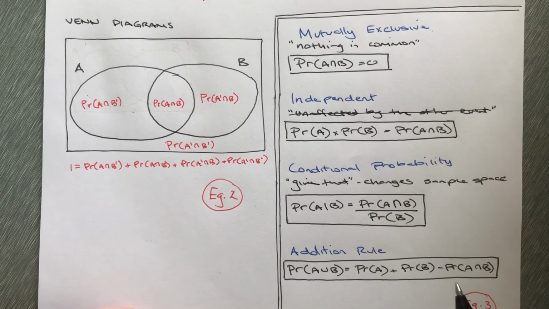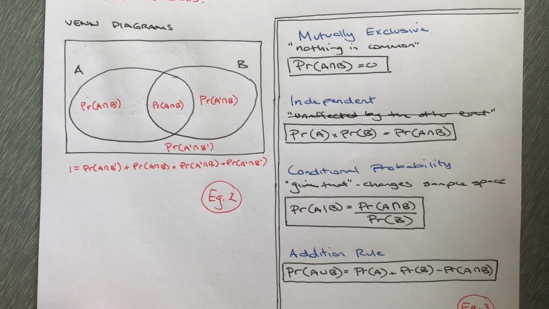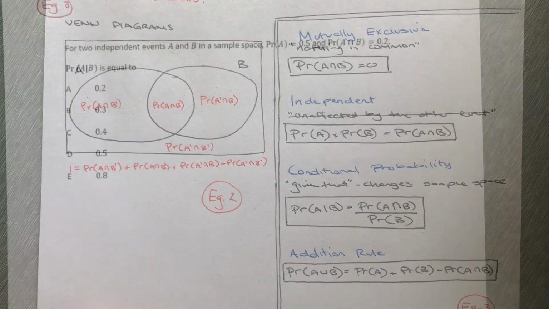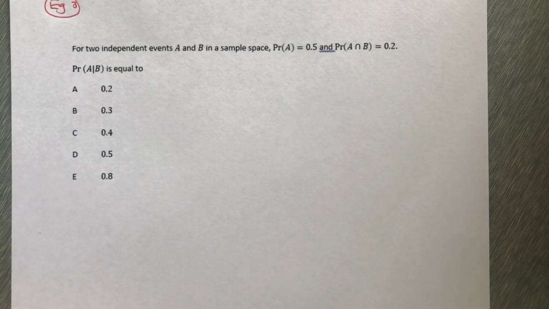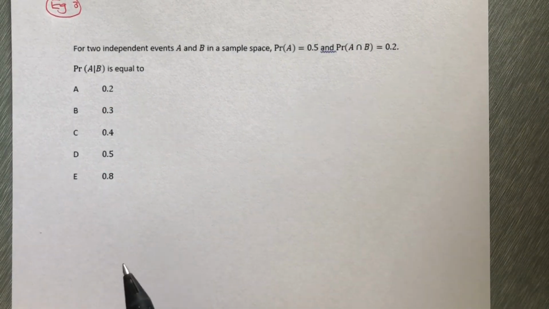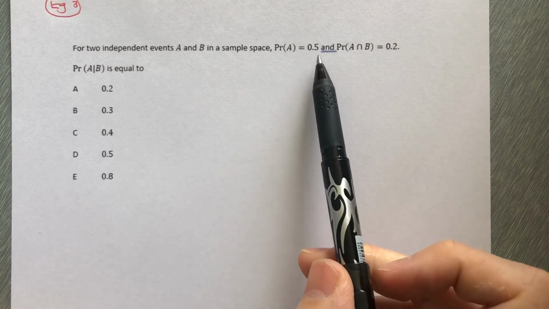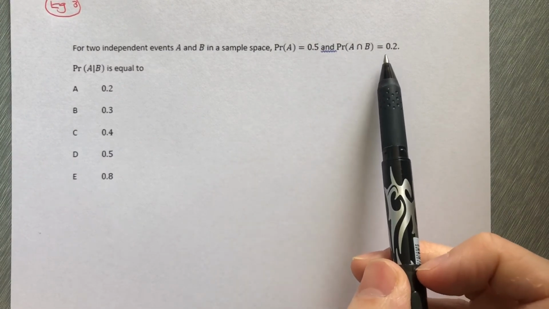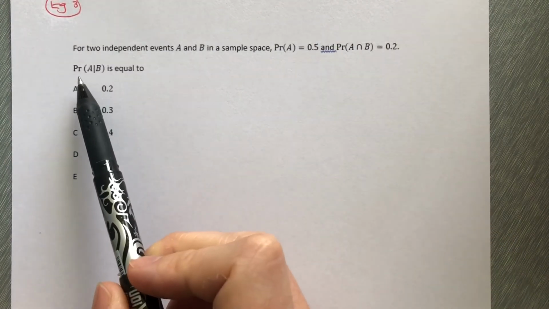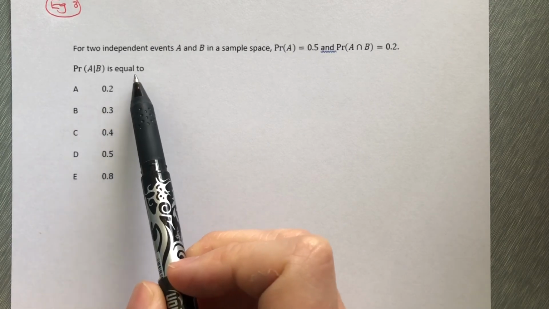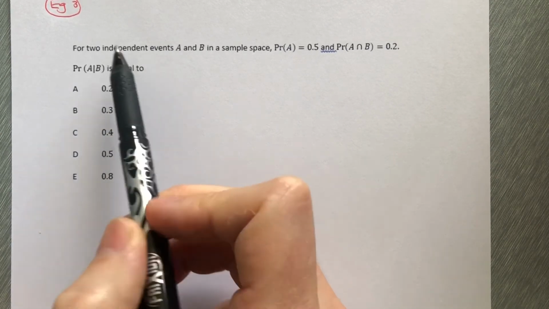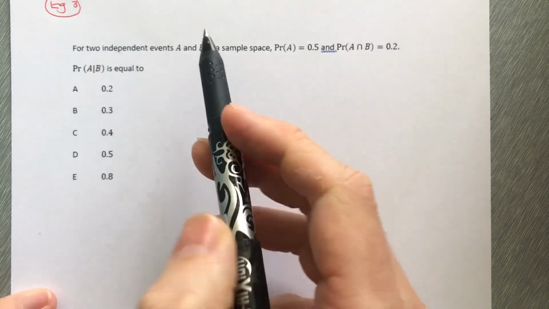I'm going to show you one more example where we need to use a couple of rules, because sometimes they are interrelated and we need to be able to work that out. For two independent events A and B in a sample space, the probability of A is a half, and the probability of A and B is 0.2. We want the probability of A given that B. Firstly, it's told us that the events are independent.